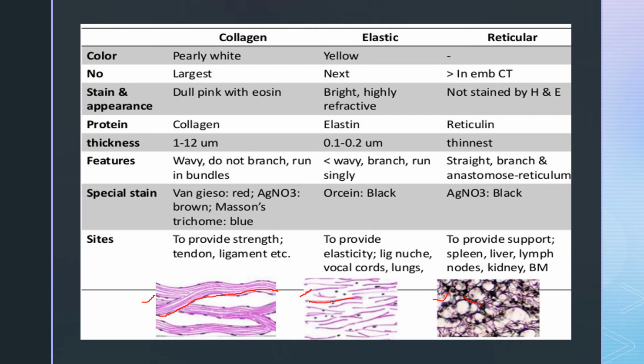Collagen fibers are responsible for providing strength, and elastic fibers are responsible for providing elasticity, whereas the reticular fibers are responsible for providing support to the secondary lymphoid organs or lymphoid tissue. Okay, that is the spleen, liver, lymph nodes, kidney, as well as the bone marrow.